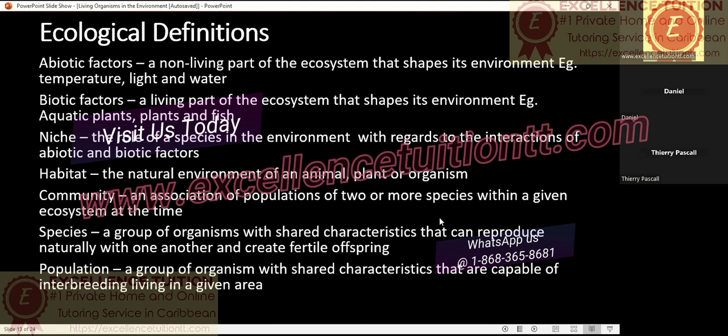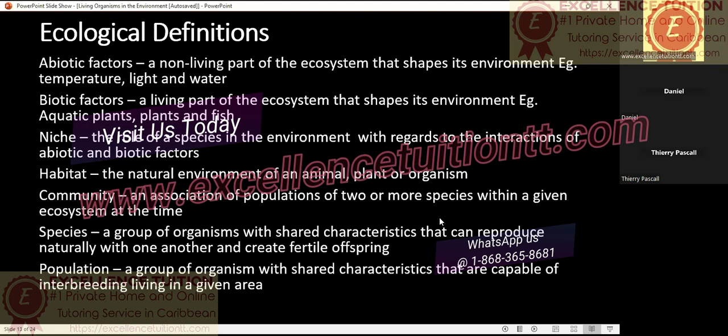A community is an association of populations of two or more species within a given ecosystem at a time. So a community would be, let me say, a jungle. A jungle would have a community. You'll have populations of two or more species. So you'll have jaguars in the jungle, monkeys, snakes, insects, all coexisting in a community.